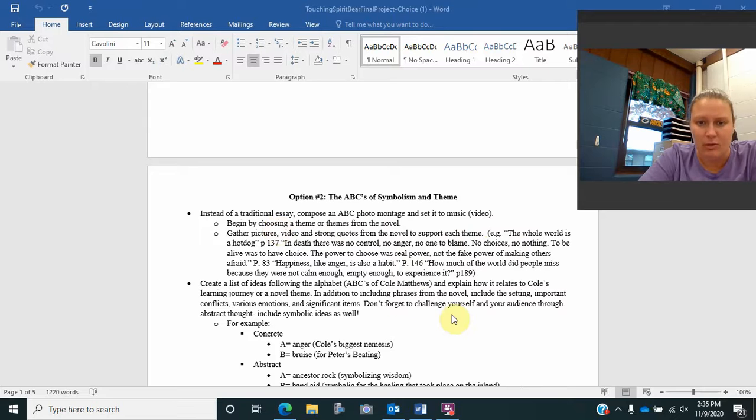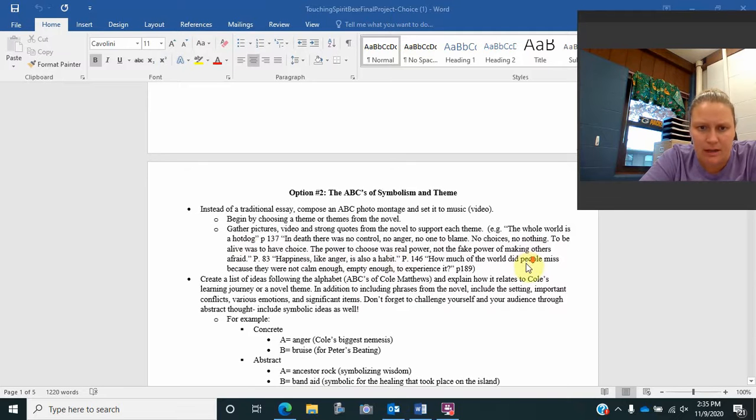Begin by choosing a theme or themes from the novel. Gather pictures, video, and strong quotes from the novel to support each theme. For example: "The whole world is a hot dog," page 137. "In death, there was no control, no anger, no one to blame. No choices, no nothing. To be alive was to have choice. The power to choose was real power, not the fake power of making others afraid."